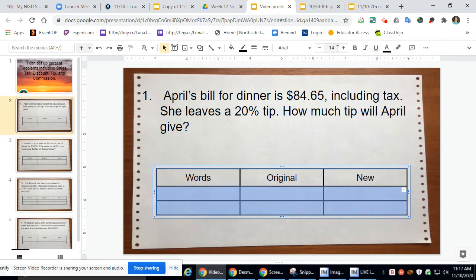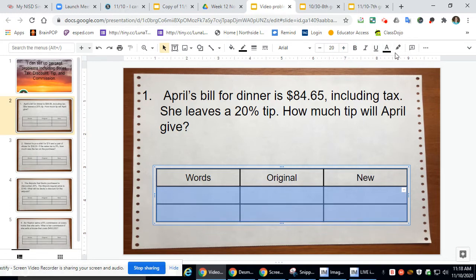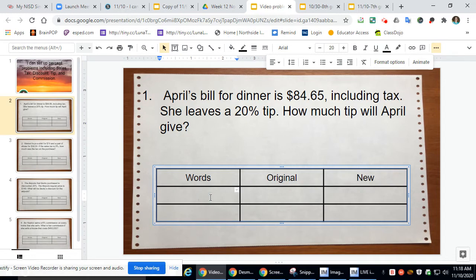I'm going to go ahead and make this big enough so everybody can see, and center it. Okay, so we're going to type in and think about your tip and your bill. Your bill is the amount you pay, so that's like a total amount. Your tip is going to be a part of the whole because it says it's 20%, so it's not even a whole 100%. So we're going to type in tip, and then down here we are going to type in total bill or total cost, however you want to say it.